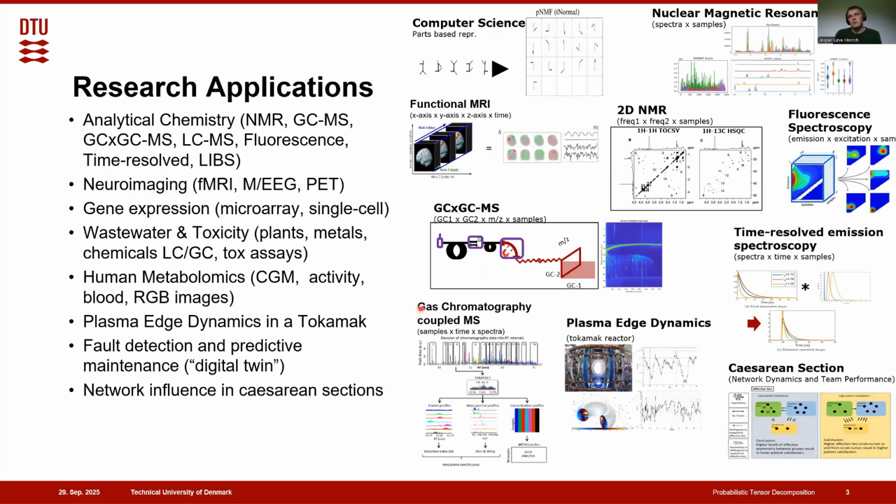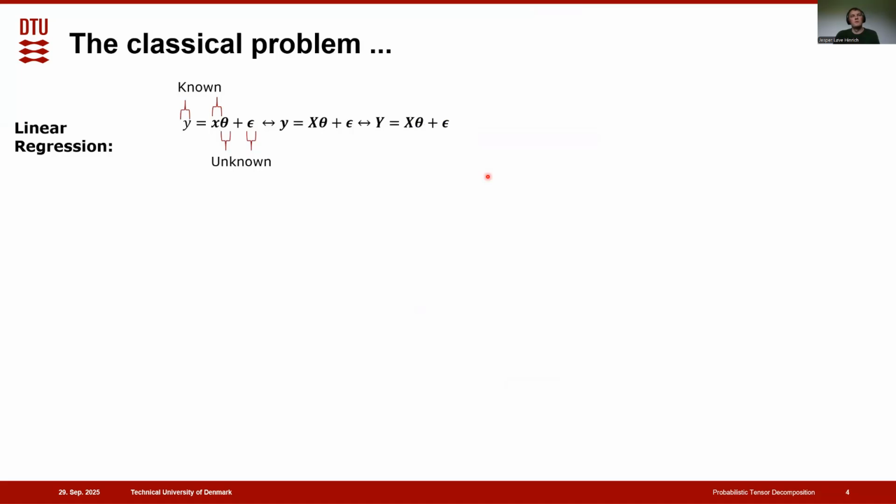My research is very much in Bayesian statistics, tensor methods, matrix decomposition, and then towards a lot of different life science applications, especially within analytical chemistry. So right now, maybe NMR or nuclear magnetic resonance imaging, and 2D NMR, but also other types of spectroscopy or neuroimaging. So quite a broad range of applications. But to take a step back, what is it even that we are solving?